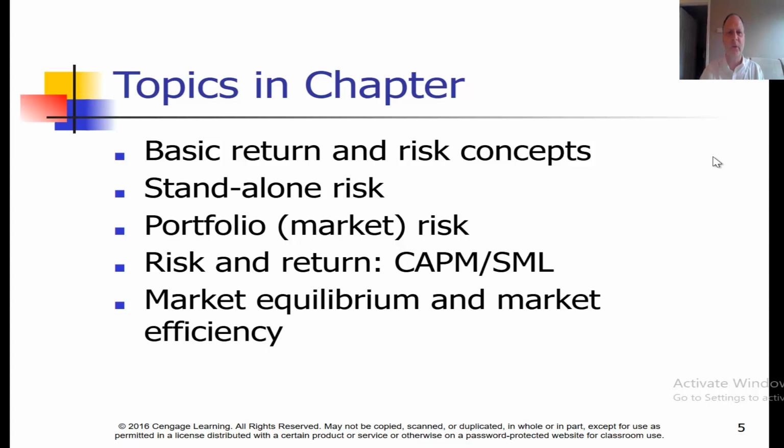Topics covered in this chapter include basic risk and return concepts, like how do you calculate the rate of return on a stock, standalone risk, the risk of owning one asset, whether a stock, bank account, or bond, and this is generally measured by standard deviation, portfolio or market risk, which is the risk associated with adding one asset to a portfolio of assets, which is generally measured by beta, and risk and return lines and graphs, CAPM and the security market line, and also the concept of market equilibrium and stock market efficiency.